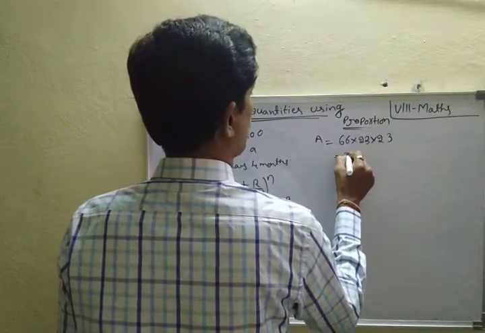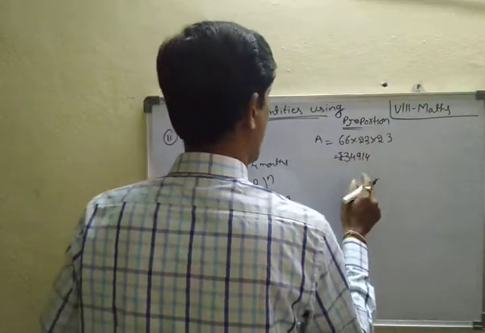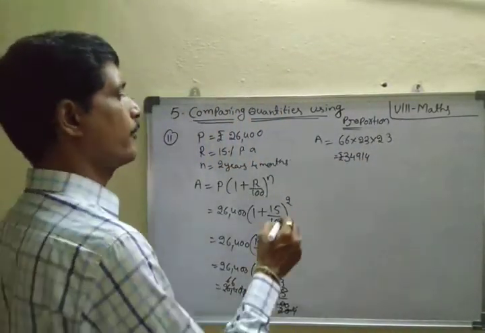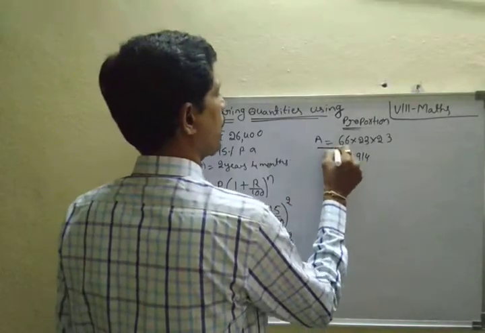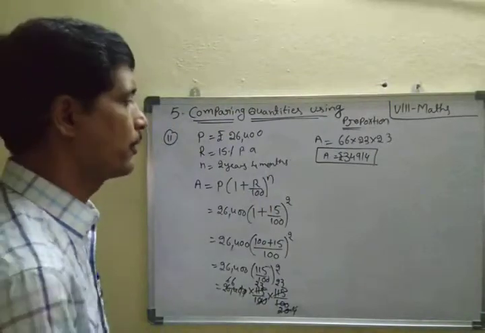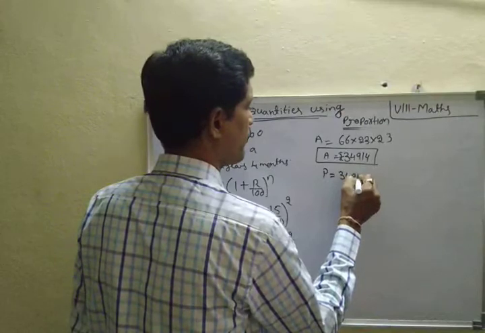That equals 34,914 rupees. Therefore, after 2 years, the amount equals how much? That is 34,000. Next, 4 months is there again. Therefore, this is the principal. Therefore, principal equals 34,914.